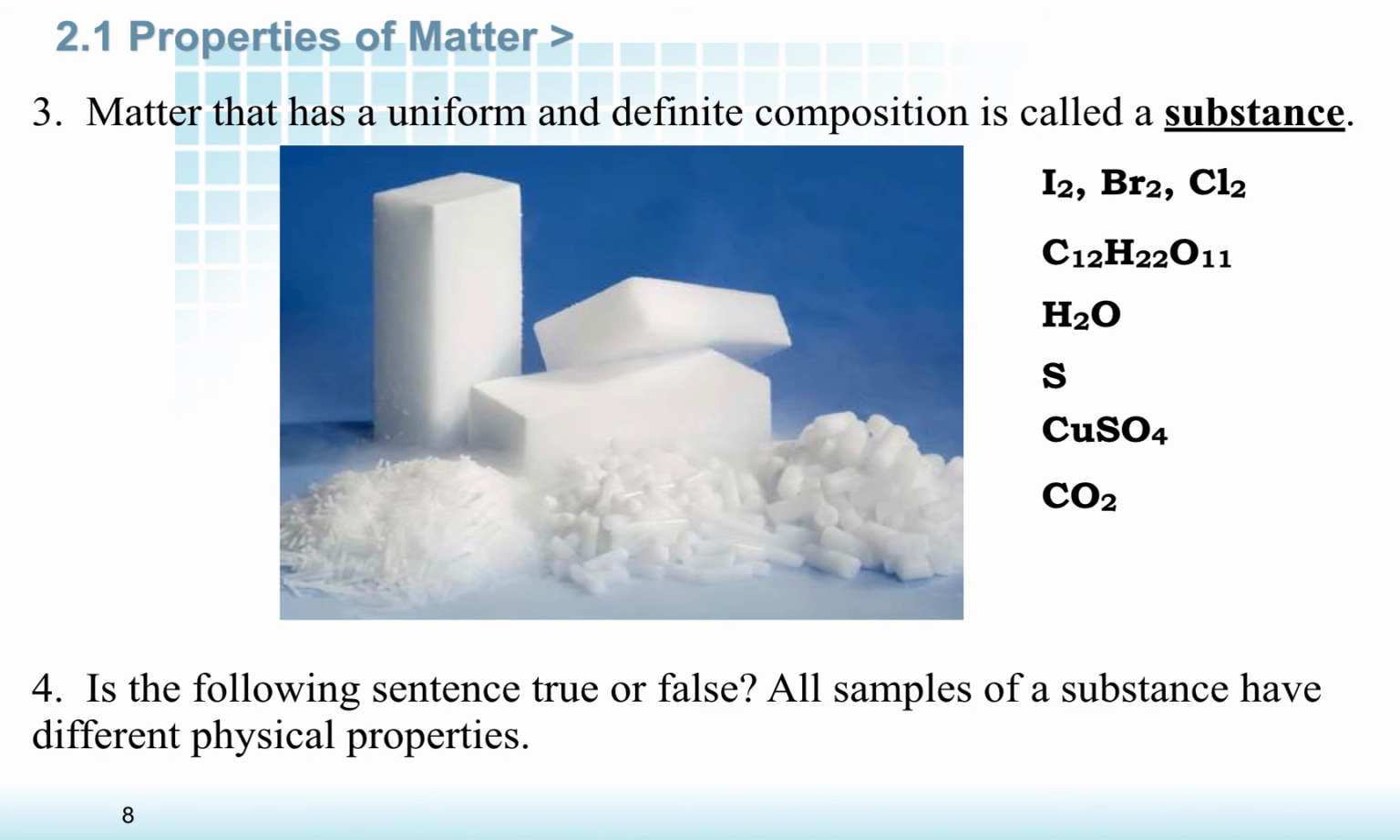Now, all samples of a substance have different physical properties, even though those samples, you see bricks, you see pellets, you see shavings, even though they look different, they're all the same. So the word is all samples of a substance do not have different physical properties. They have similar physical properties because they're all carbon dioxide, no matter what they look like.